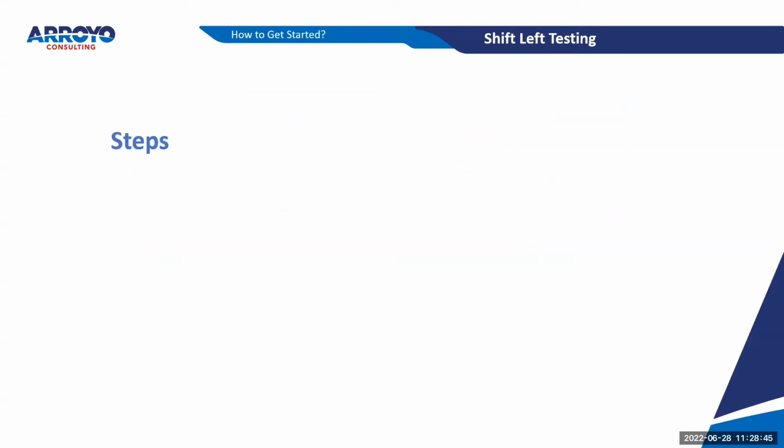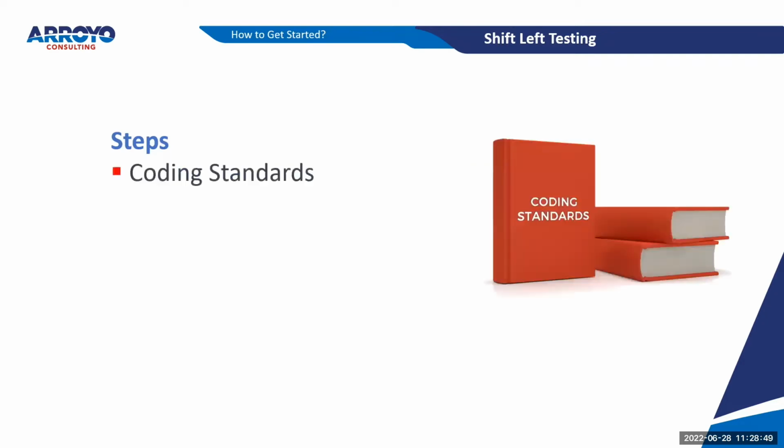So what are the steps to implement shift left? The first step is coding standards. The idea with coding standards is that all developers have to be on the same page. Not only is an error a bug; bad standards or bad use could be an error in the future.